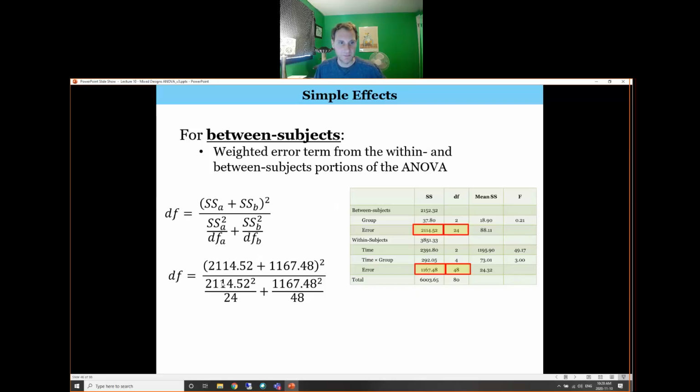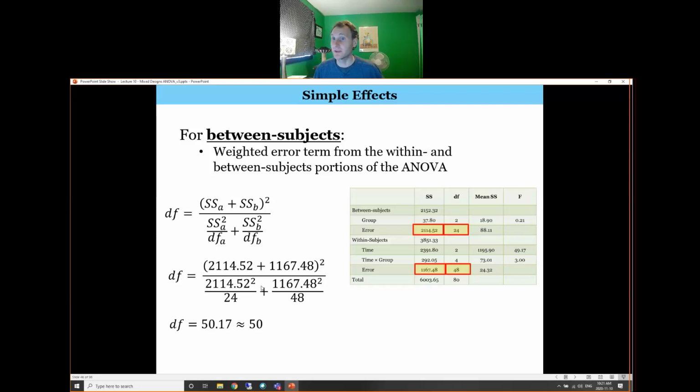Then I just have to be sure in the denominator to keep my between subjects sums of square over my between subjects degrees of freedom. And likewise for the within. We get 50.17. We can't have fractions here, so I just round down to the nearest whole number. Just be conservative and just go down. So here 50.17 becomes 50.